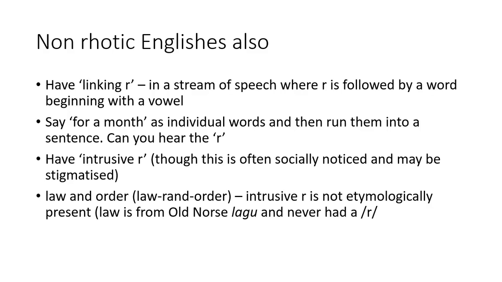Now, what we do tend to notice and judge is what we call intrusive R. That's where an r is not historically present. We also do it, non-rhotic speakers, to make it flow more easily. So if you say "law and order" to yourself and now run it together fast, you start by saying "law and order", and there's no r. But if we run it together fast, "law-r-and order", we end up with an r coming in, even though it's not etymologically needed at all. It's from Old Norse lagu, it never had an r. There's no r in the spelling now, but we put one in for ease of pronunciation.